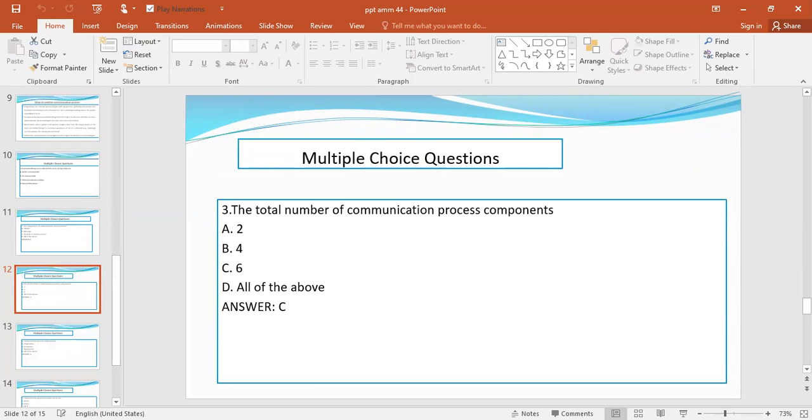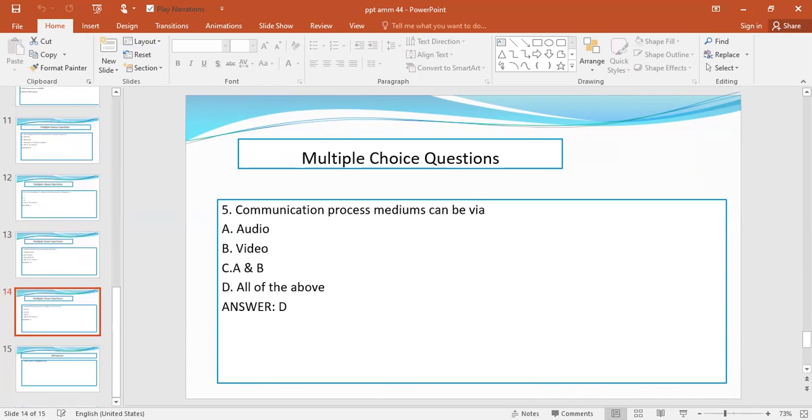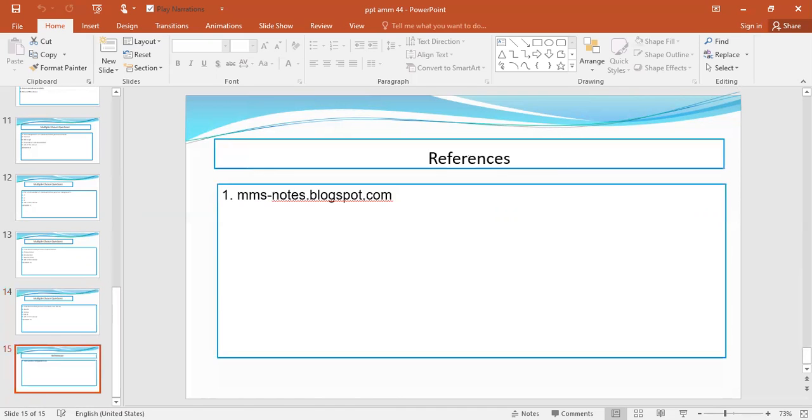The third question is, the total number of communication process components are 2, 4, 6, or all of the above. The answer is 6. The next question is, communication process steps include preparation, incubation, elimination, or all of the above. The answer for this is all of the above. The last question is, communication process mediums can be via audio, video, both audio and video, or all of the above. The answer is all of the above.